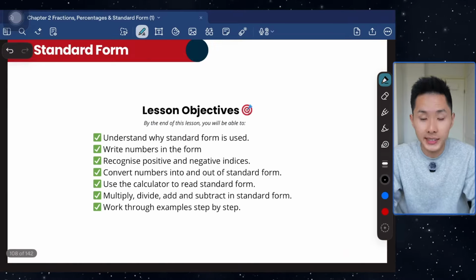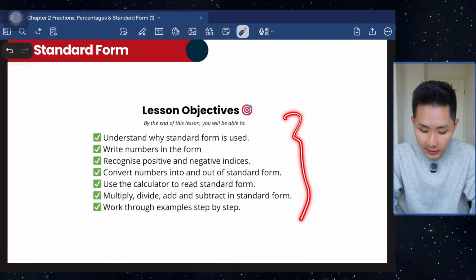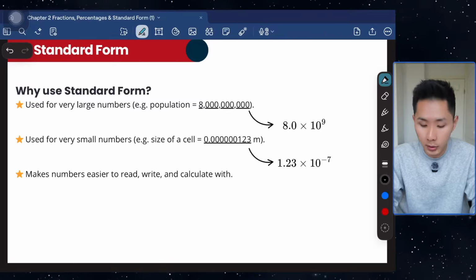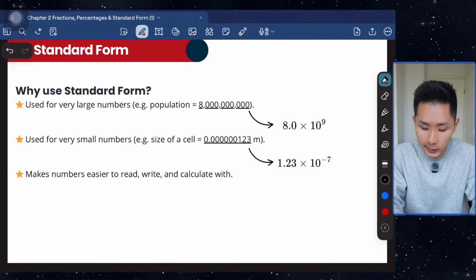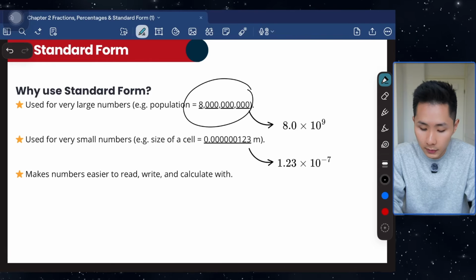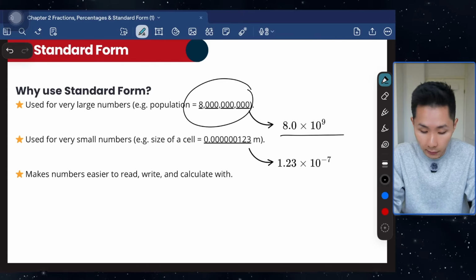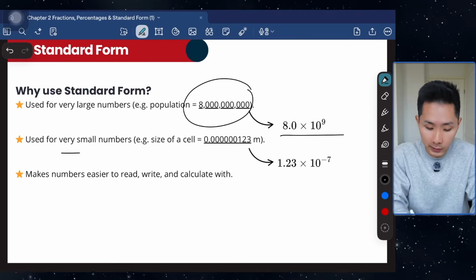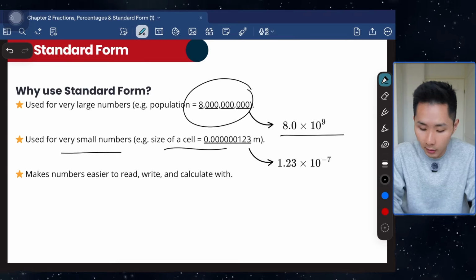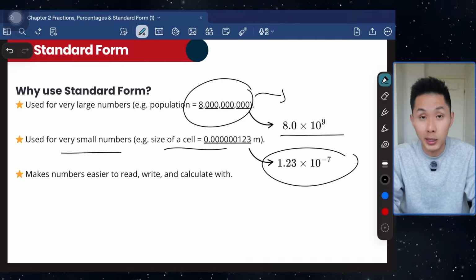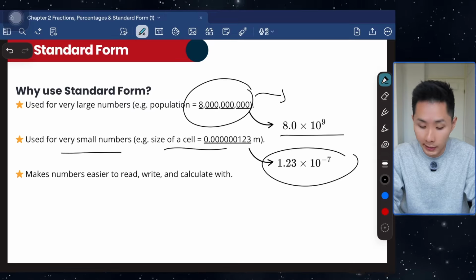Now let's move on to standard form, and these are the lesson objectives. Standard form is useful for very large numbers because, for example, when describing the population of the Earth, instead of writing so many zeros, you can simplify it using standard form. It is also used for very small numbers like the size of a cell. I'm going to teach you how to convert these huge or very small numbers into standard form in a bit.